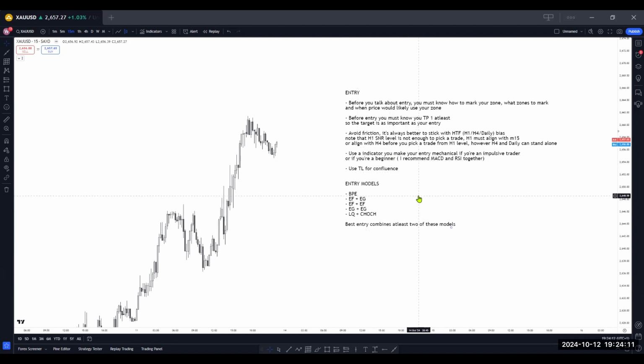Another thing is to remember that you can't take an entry on a trade if you don't know where the target is. So it means that your entry is also as important as your target. So you must know at least, oh, this is where I'm going to take my first profit. This is my first TP, or this is the next most reasonable place for price to go. All right.